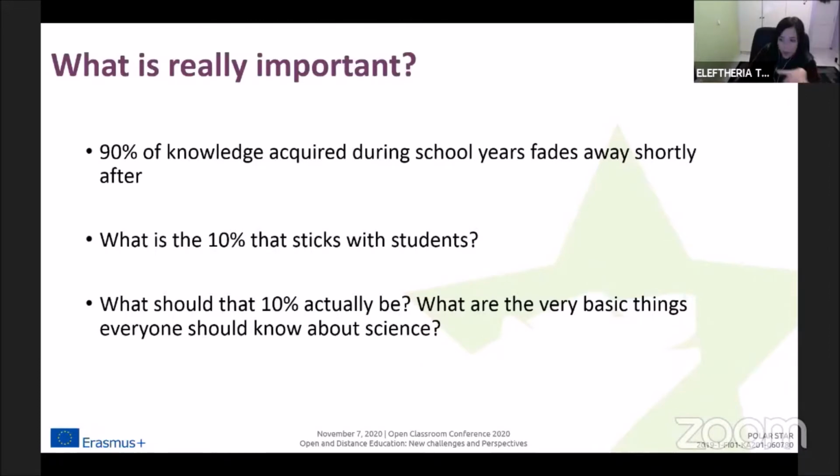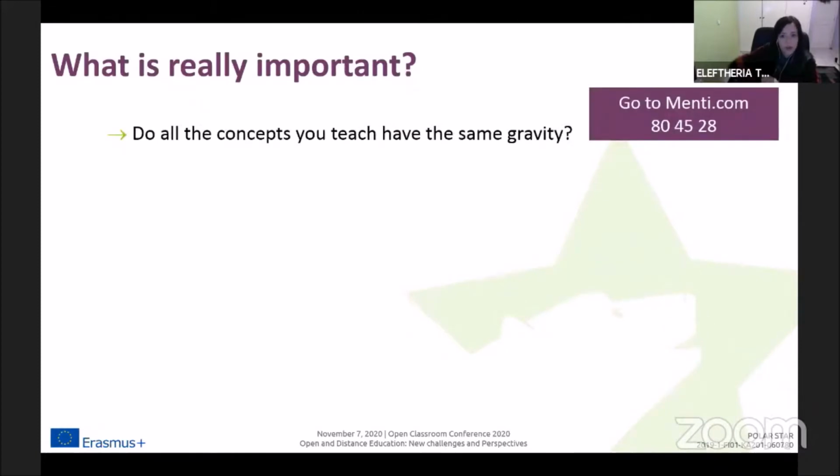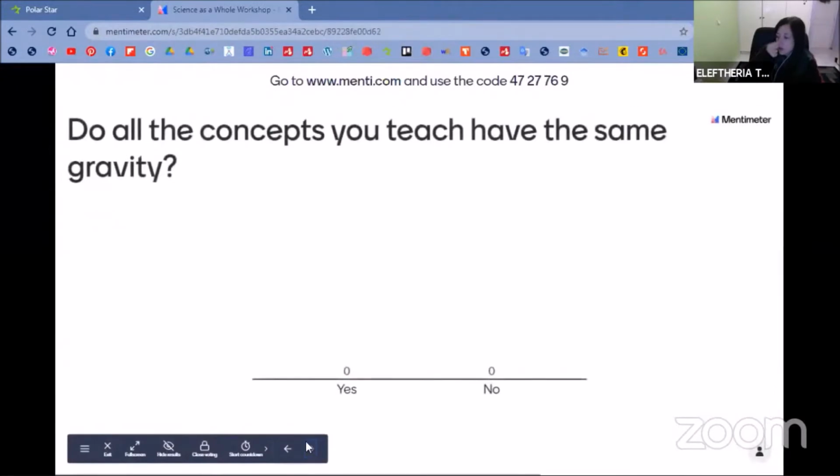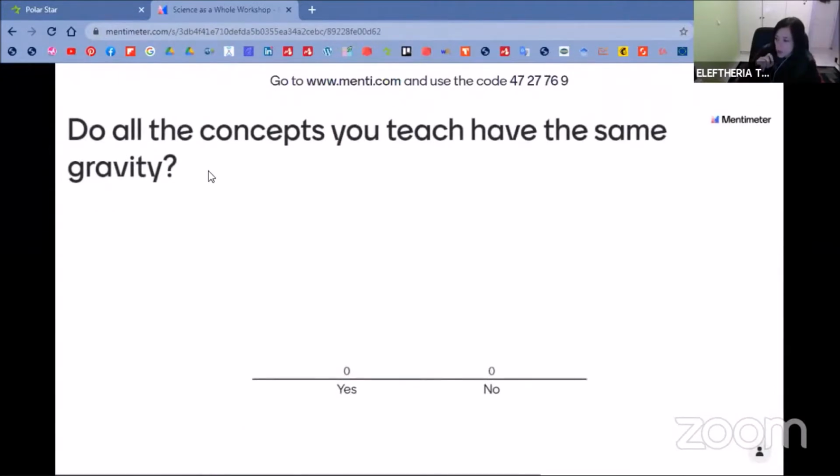So to think about that a little bit, we're going to go to Mentimeter again. Ignore the code that you see here. It's a code that we used before. And I want to ask you 3 things again. So I'm going to move on to Mentimeter again. So do all the concepts that you teach, do you think that all the concepts that you teach have the same gravity? Are they all equally important?